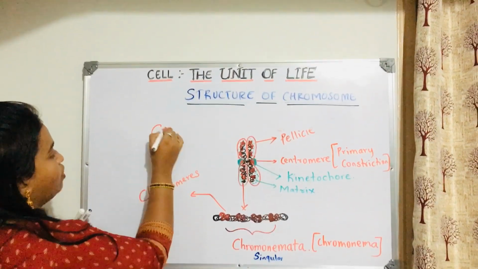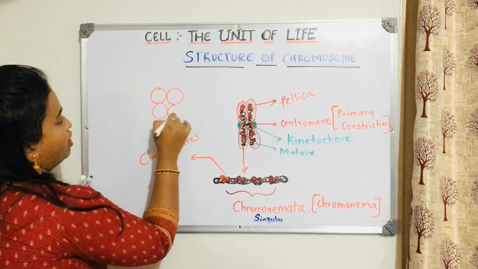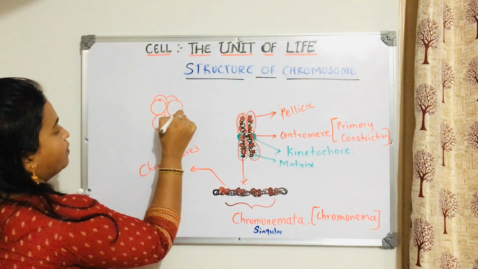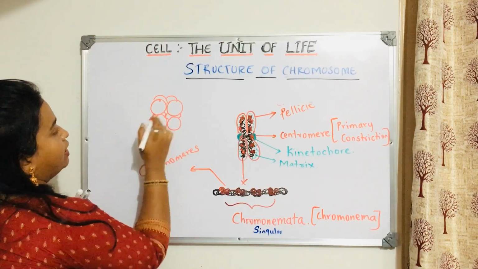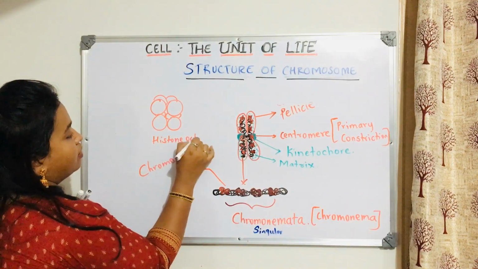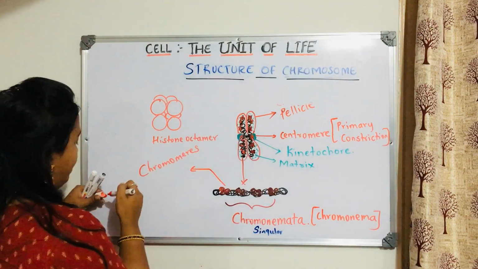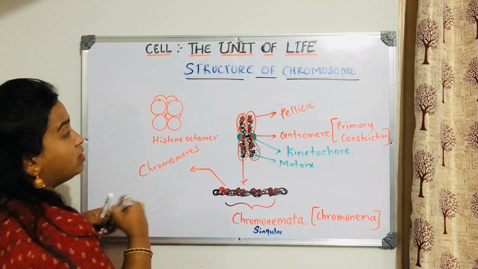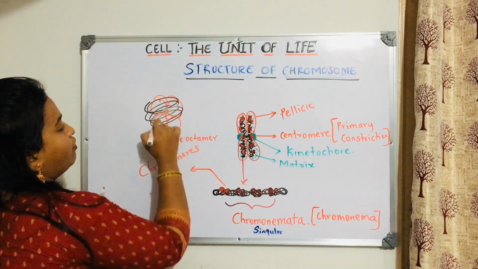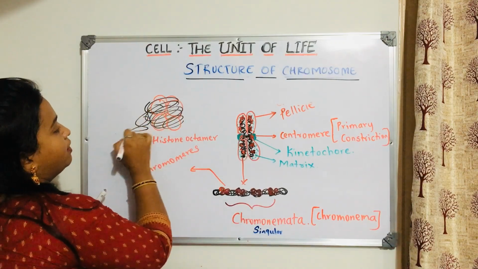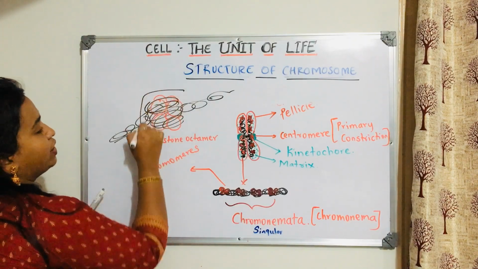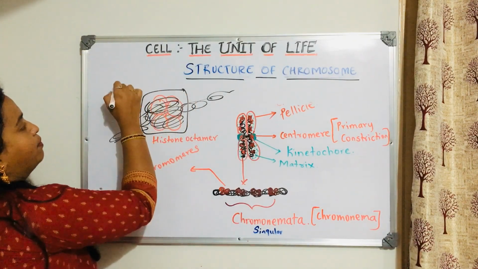Anyways, once again I'll show you. 4 histones here, the other 4 histones at the back. Finally they make a histone octamer, right? And then what is coiled around it? Because it is a histone octamer, 8 histones are there, more amount of DNA is coiled over here. This structure is called nucleosome.